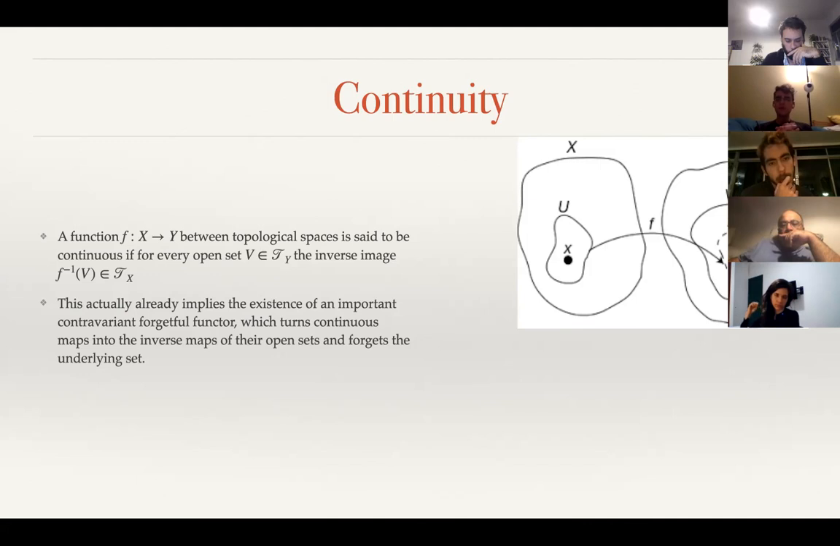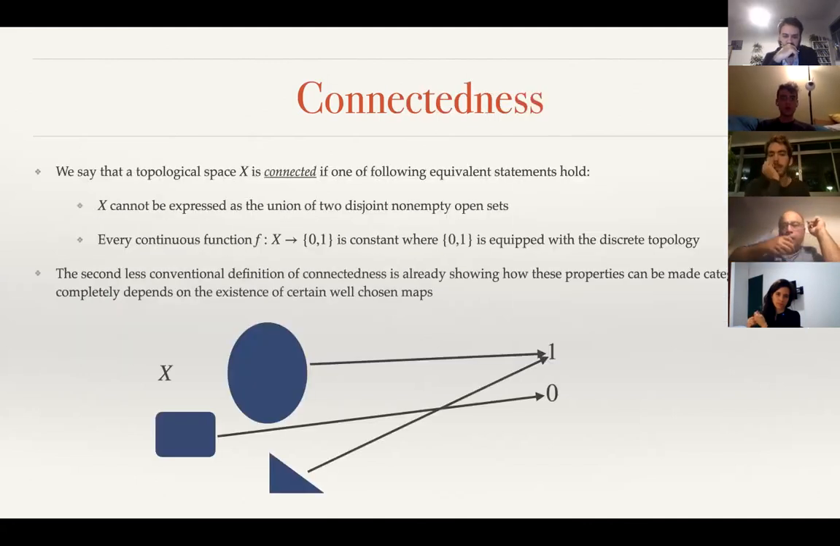And this already hints at a really important topological functor, which is the forgetful functor on topological spaces. It takes sets to themselves, and it takes a continuous function to a function between the open sets that goes in the opposite direction. That's the way in which it's contravariant.